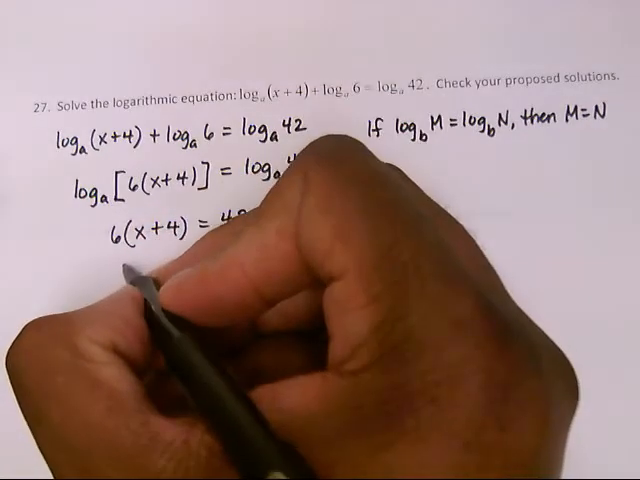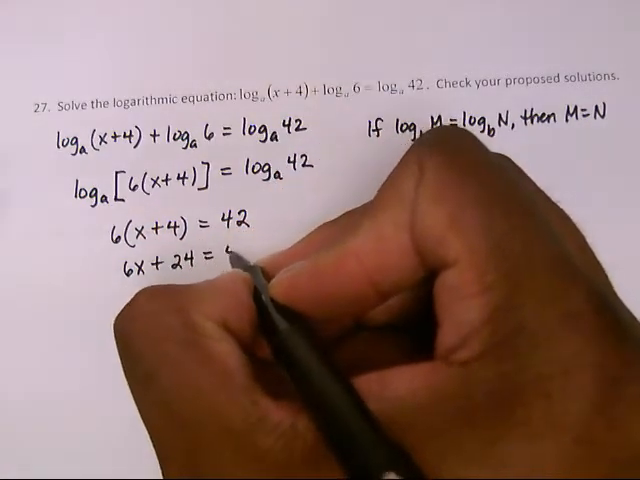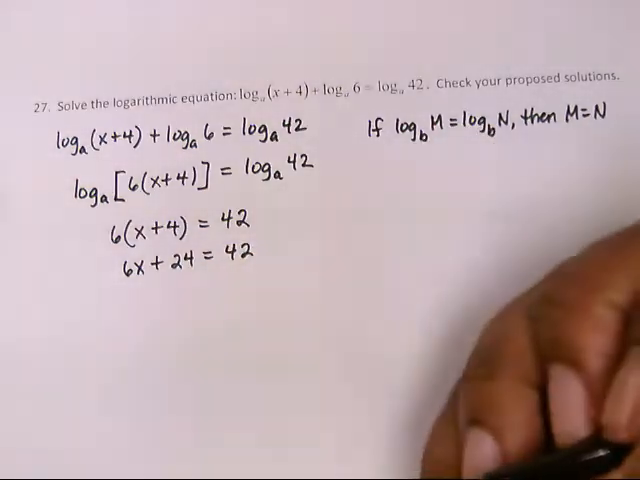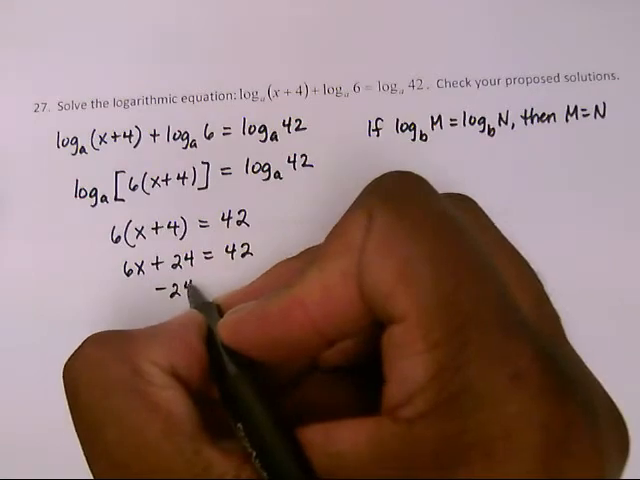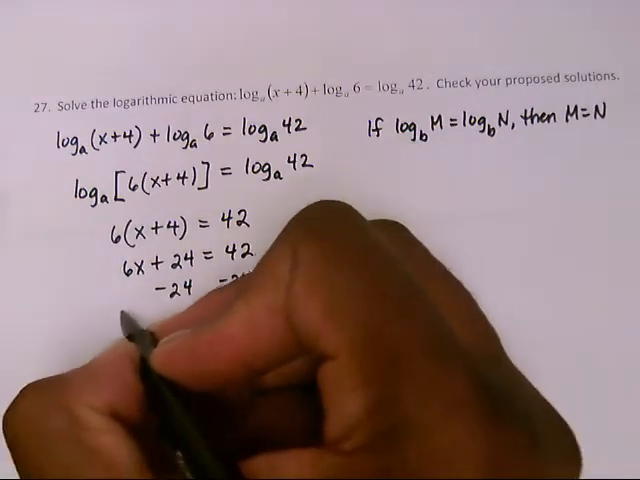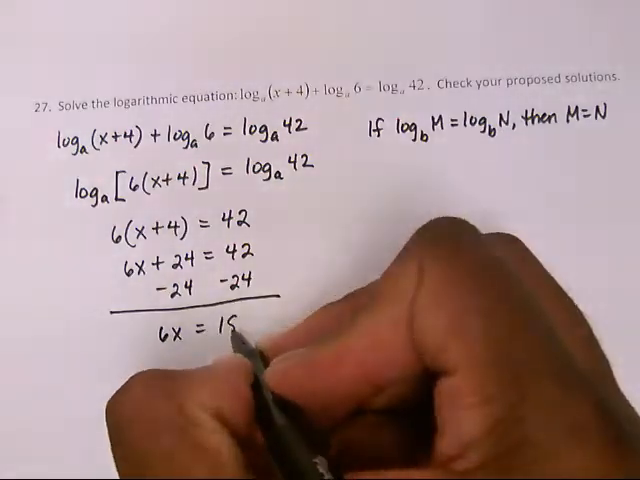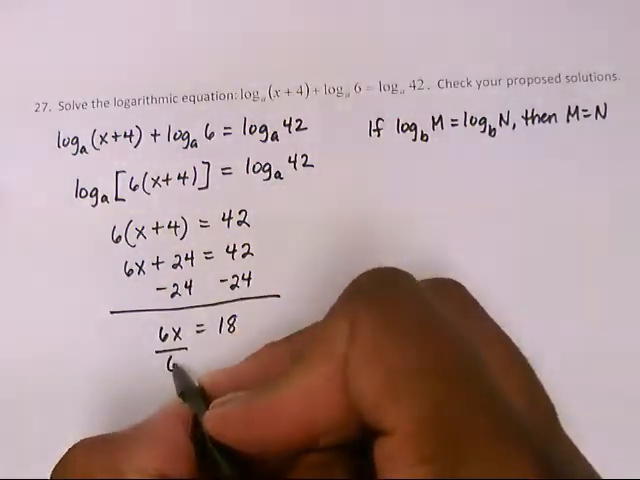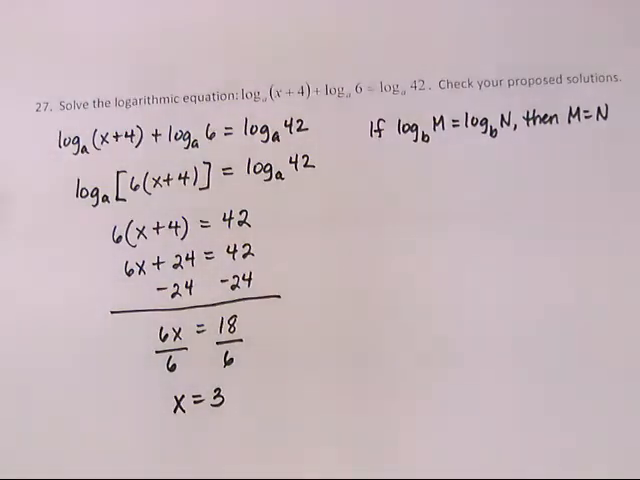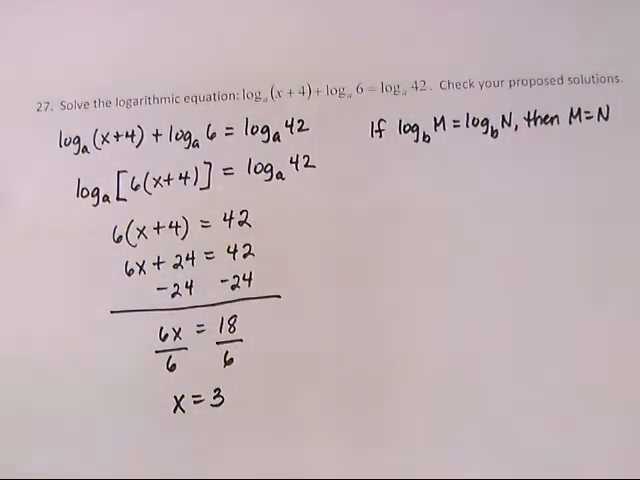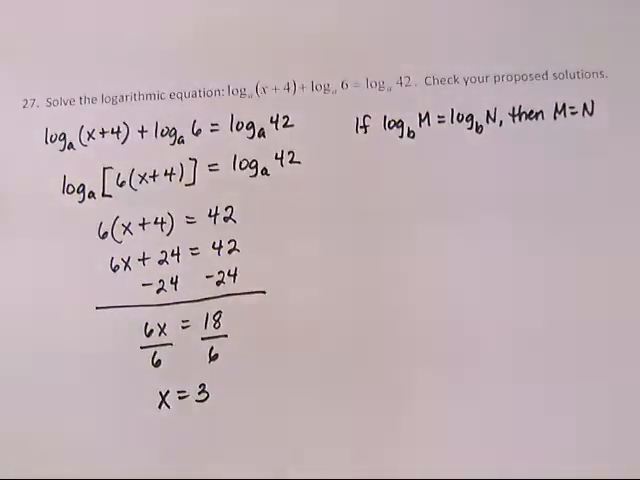So 6 times x, that's 6x, plus 6 times 4, that would be 24, equal to 42. And then get 6x by itself by subtracting 24 on both sides. So here 6x is equal to 18, divide by 6, x is equal to 3. Now that's my proposed solution for that logarithmic equation.